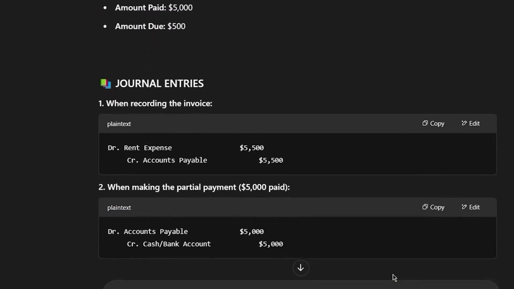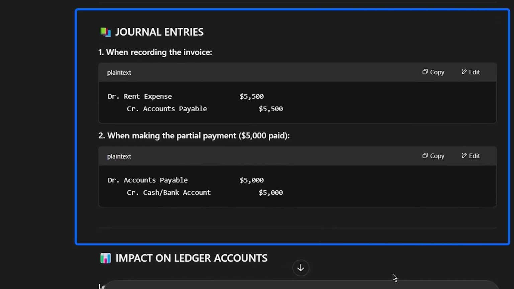It starts with a journal entry showing exactly how the transaction is recorded in the books. The date is February 1st, 2025. Rent expense is debited for $5,500, reflecting the full monthly rent. Then, bank or cash is credited by $5,000, which represents the amount already paid. The remaining $500, still unpaid, is credited to accounts payable. ChatGPT presents this in a simple, clean table: date, account name, debit, and credit, making it easy to understand and replicate.